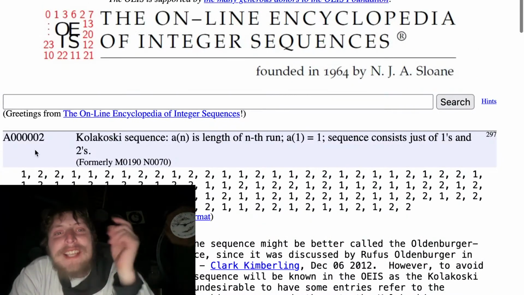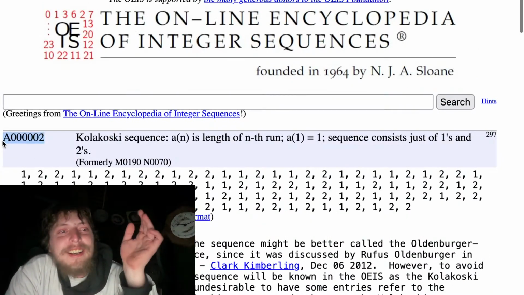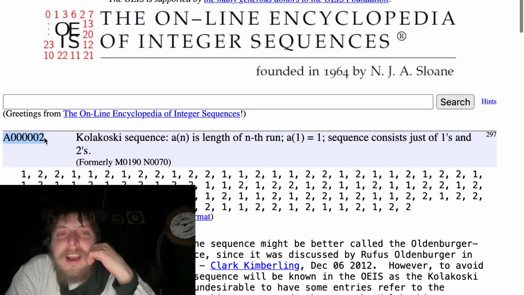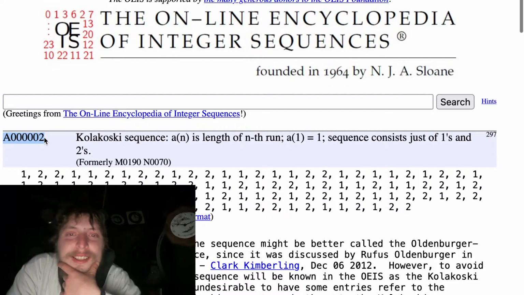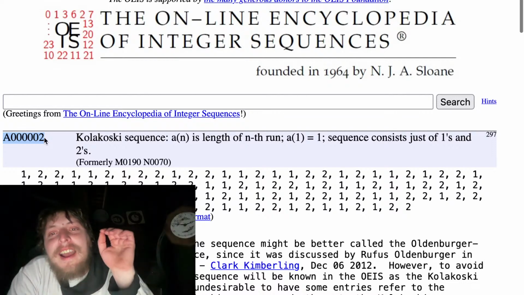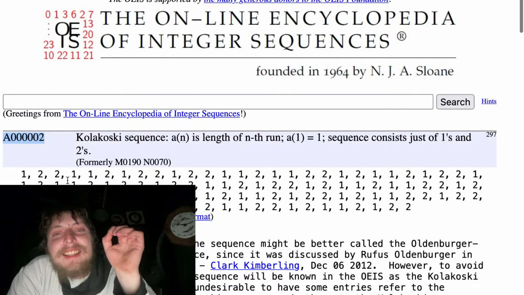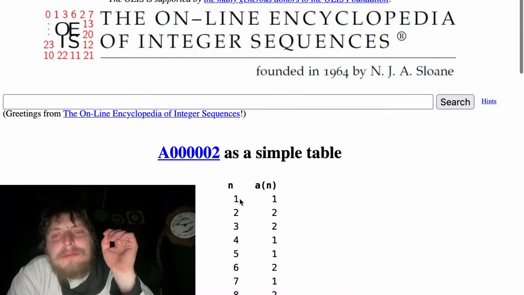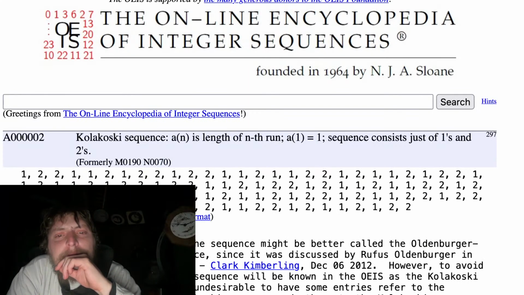Second sequence that was ever put on the labeling, you can tell from the labels, the Kolakoski sequence. And this one only has 1s and 2s. And what it is, is the length of the nth run. So like at 1, we have, or does it have an offset we have to begin? So I think it might have to begin 1, 2.